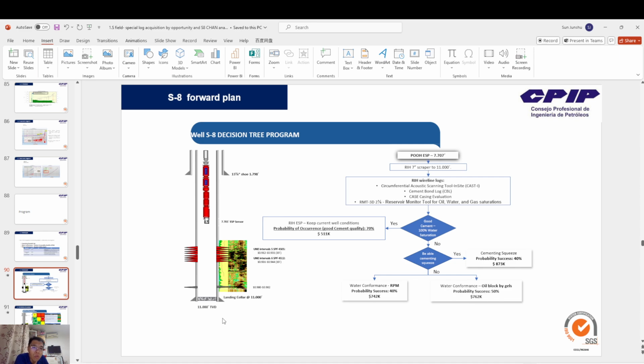If it is no, be able to do cement squeezing. Cement squeezing possibility of success 40% with cost 873,000. If it is no, water conformance RPM probability of success 40%. Water oil blocking with gel possibility of success 50%.